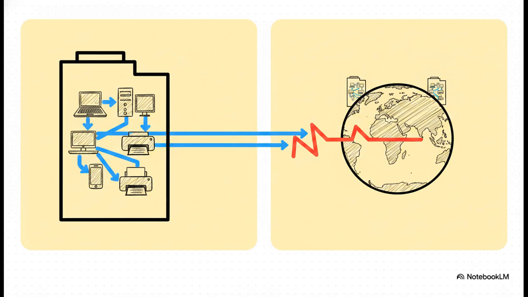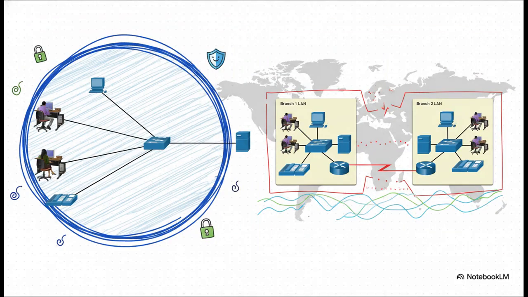But what if you need to connect your branch office in New York to your main office all the way in London? That's when you need a wide area network, or WAN. WANs span massive geographic distances, interconnecting those smaller LANs. They're typically run by massive telecommunications service providers, and historically, they operate at slightly slower speeds than your blazing fast internal LAN.